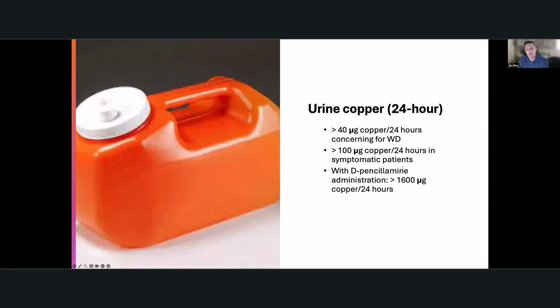You can do a D-penicillamine administration test to show an increase in copper. I would say this is more commonly done in the pediatric population, and you may see it in the algorithms for working up these patients, but it's less commonly done on a day-to-day clinical basis.